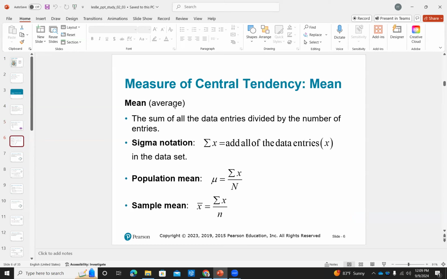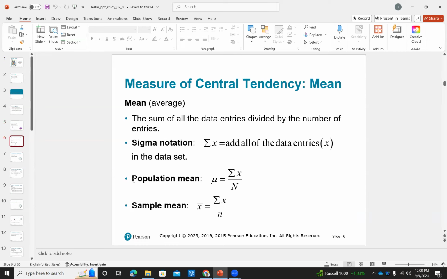To find the mean of a sample or population, you're going to add all the data entries. So you find the sum of all data entries, and you divide by the number of entries. Sigma stands for sum. Sigma notation just means add all the data entries. So sigma represents the sum.